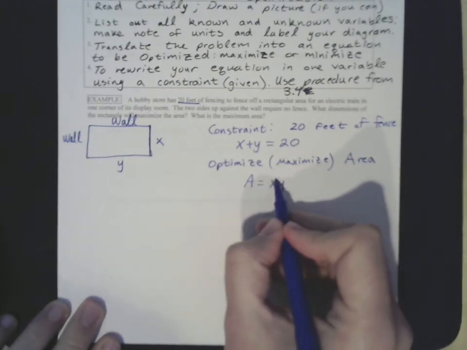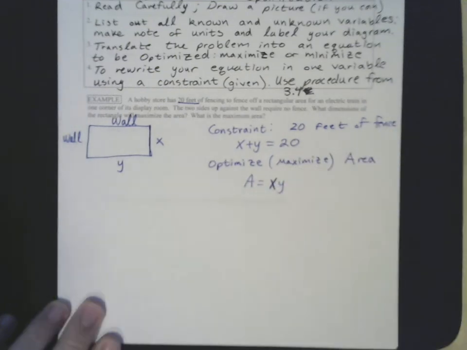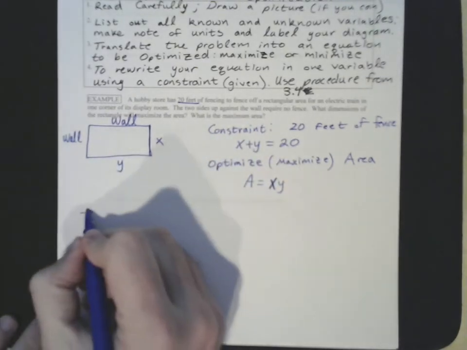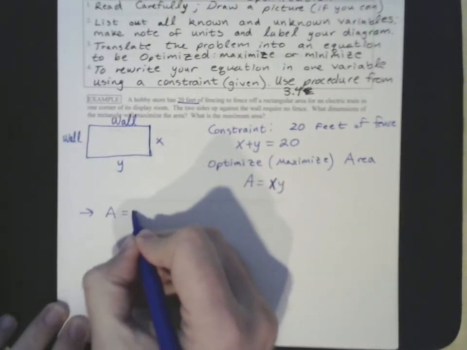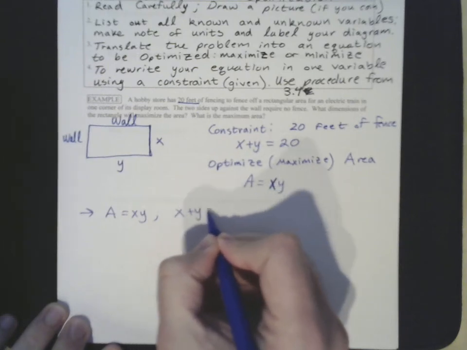So now I have my equation. This is step 3. I've translated the problem into an equation. So now I'm going to come down here, and I'm going to combine area equals xy with my constraint that x plus y has to equal 20.